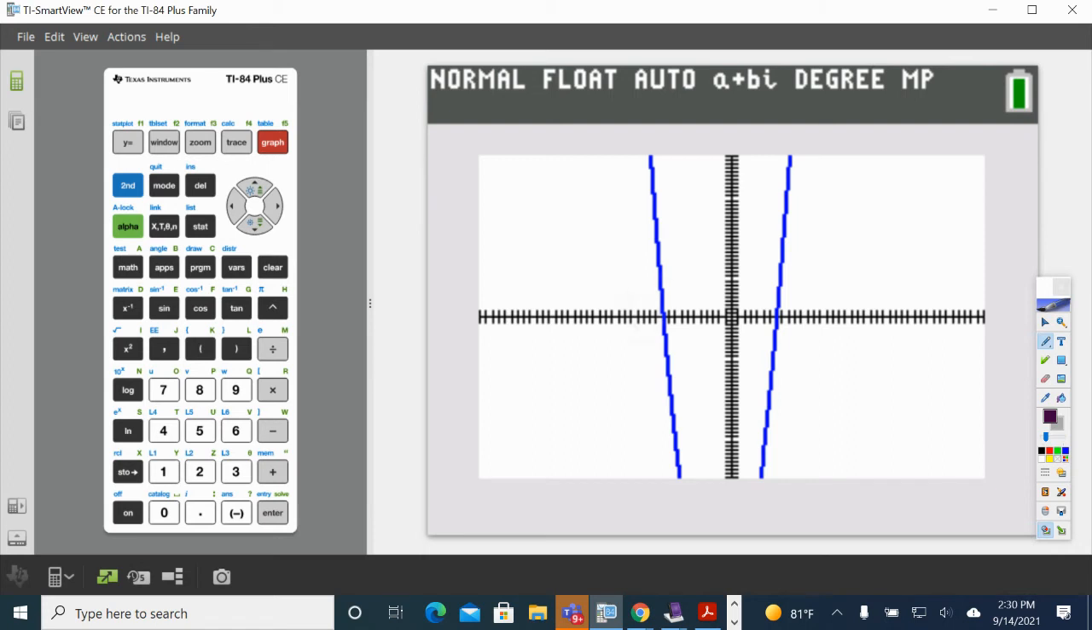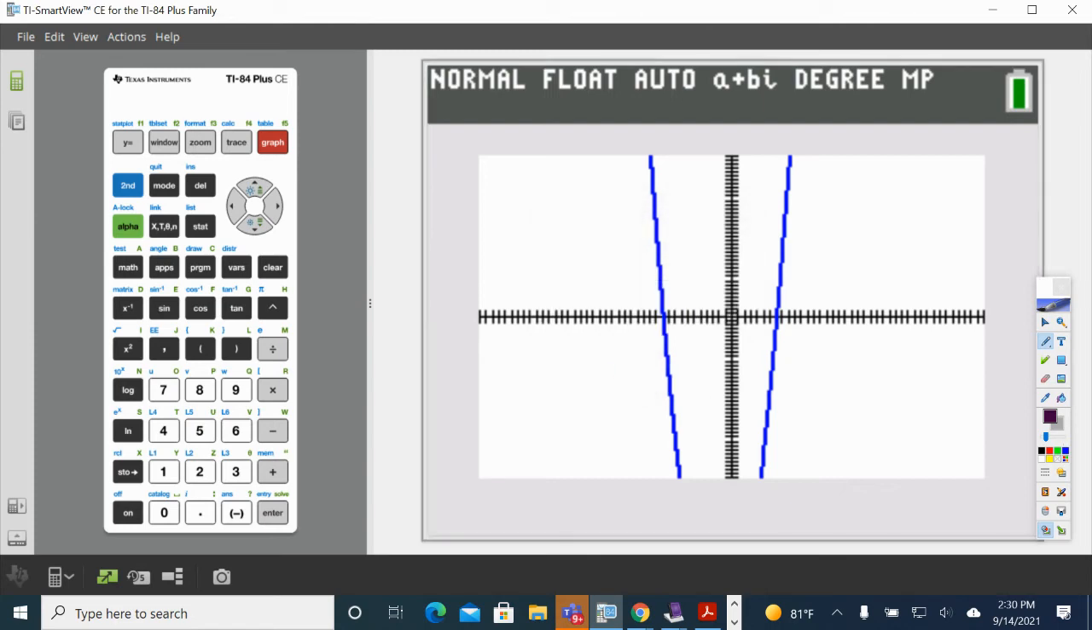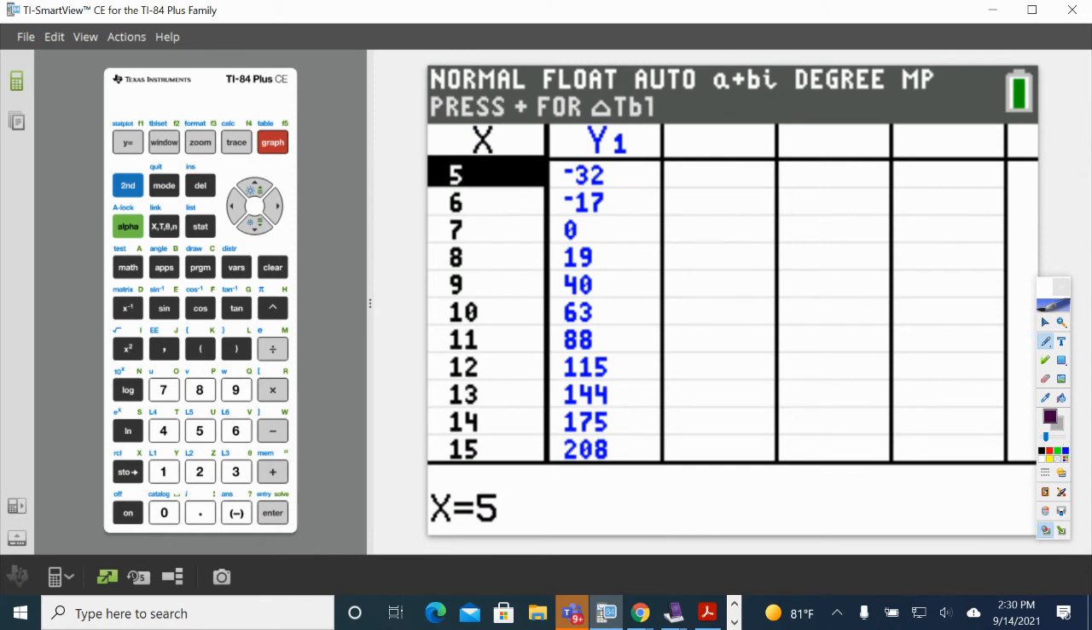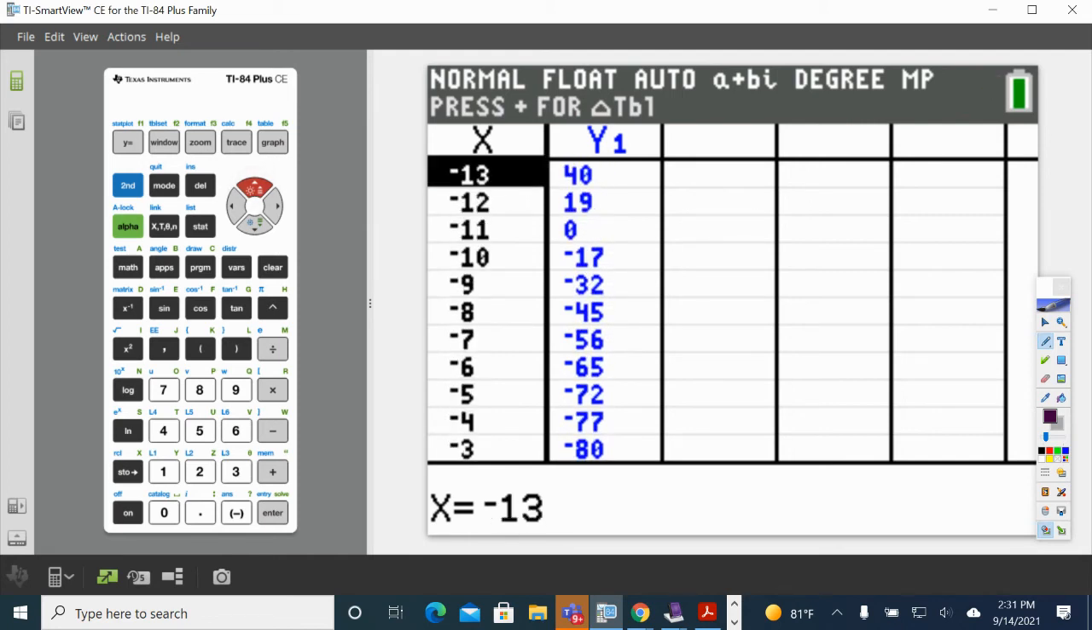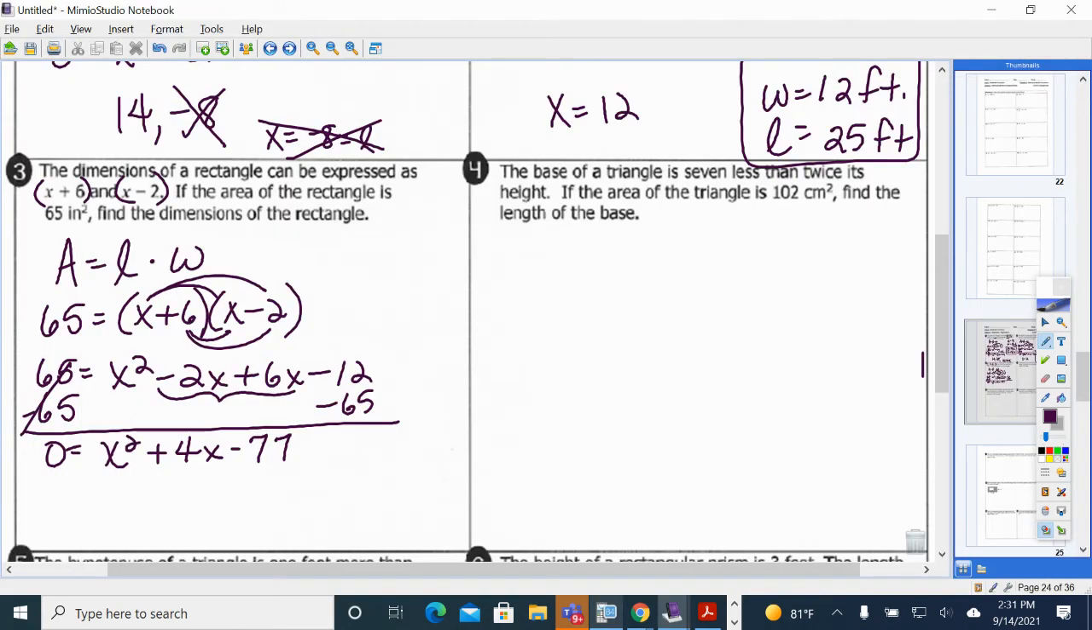Again, the negative answer is not going to work. We can try to find it in the table. And it looks like maybe 6 is our answer on the right. Oh, nope, I was wrong. It's 7. So the y is 0 where x is 7. If you were looking for the negative answer, it's negative 11. So negative 11 and 7 are the two solutions. But again, the negative 11 is not going to work.